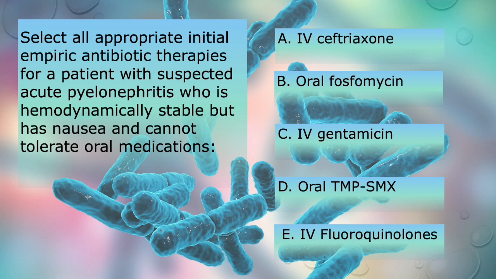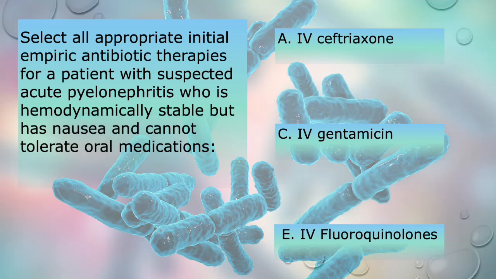Select all appropriate initial empiric antibiotic therapies for a patient with suspected acute pyelonephritis who is hemodynamically stable but has nausea and cannot tolerate oral medications. So we have A, IV ceftriaxone, B, oral fosfomycin, C, IV gentamicin, D, oral TMP-SMX, or E, IV fluoroquinolones. Which ones do you believe are the correct answers? If you said A, C, and E, you are correct. The answers are A, C, and E: IV ceftriaxone, IV gentamicin, and IV fluoroquinolones.